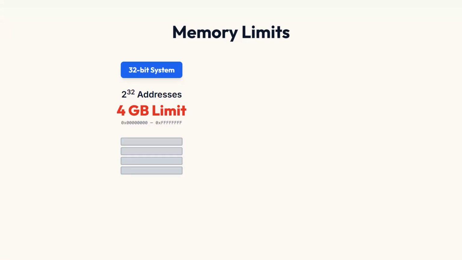Memory. In a 32-bit system, each memory address has 32 bits. So the total number of addresses is 2 raised to the power of 32. That's about 4 billion addresses. So, in simple terms, a 32-bit system can use up to 4 gigabytes of memory.